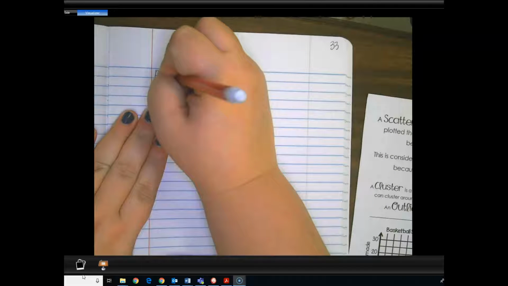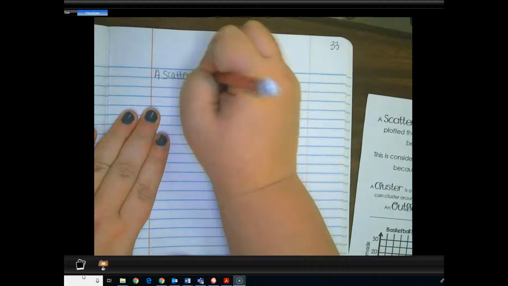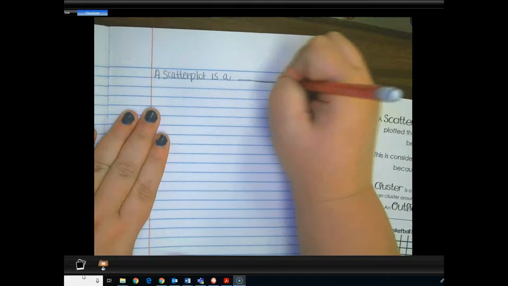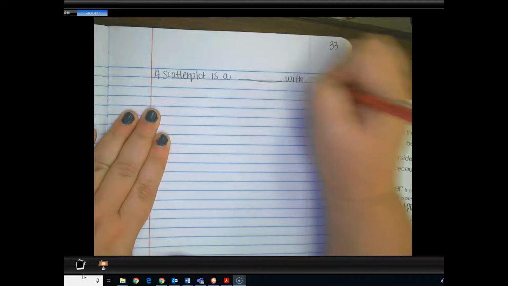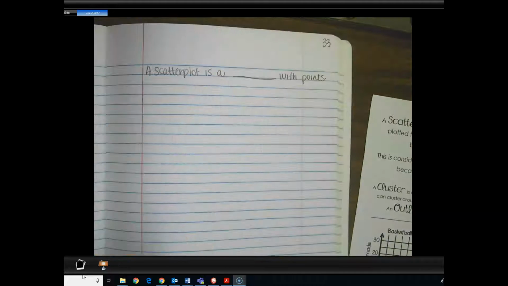All right. Okay, so we're going to start with taking some notes. The in-class students have a little handout like this that we'll be using. So we're going to start with a scatter plot is a blank with points. Okay, so I'll give you a second to get that down. A scatter plot is a blank with points.